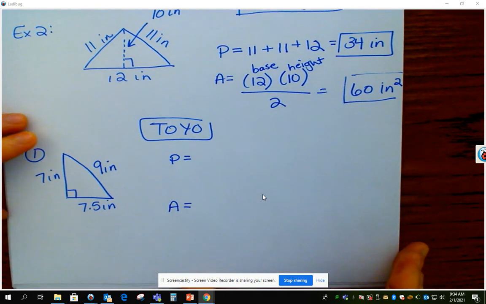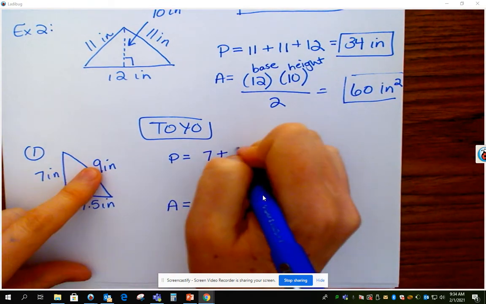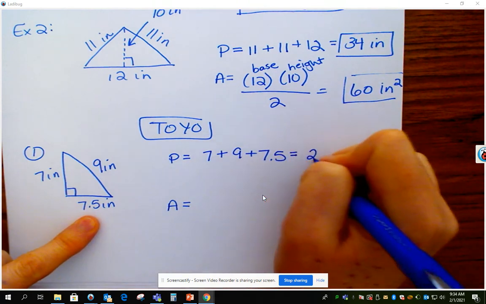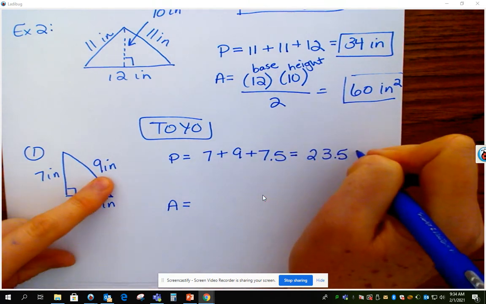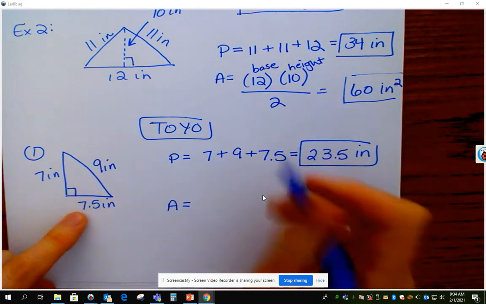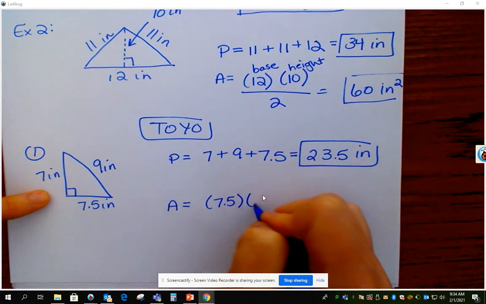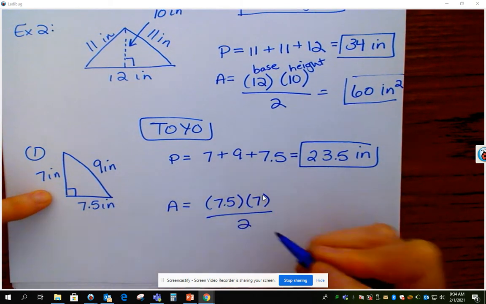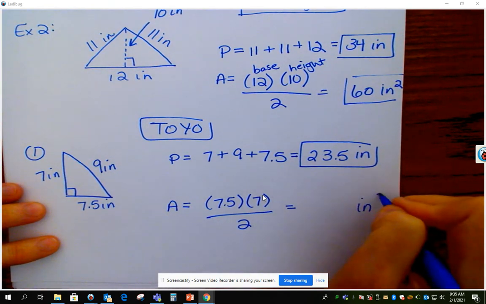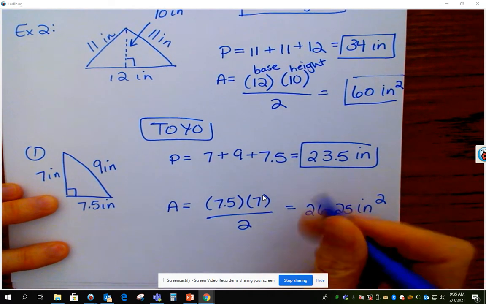Hopefully you've paused the video and now you're back with us. So to find the perimeter, we add them up. 7 plus 9 plus 7.5. Altogether, that's going to be 23.5 inches. And then for area, remember we need the base times the height divided by 2. This is not needed for the area. And remember, our units will be squared because we're talking about area. It would be 26.25 inches squared.